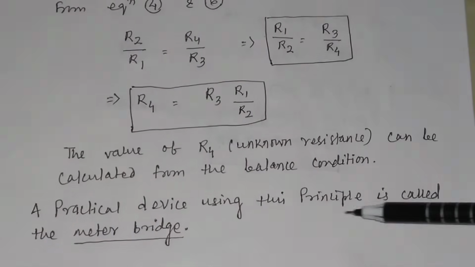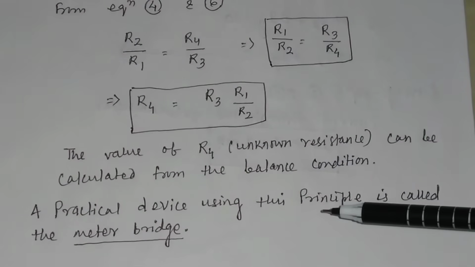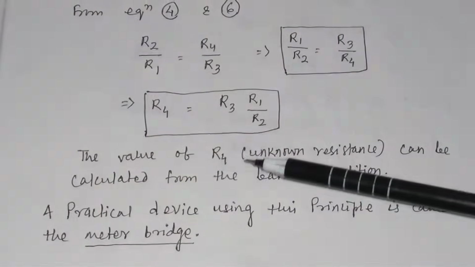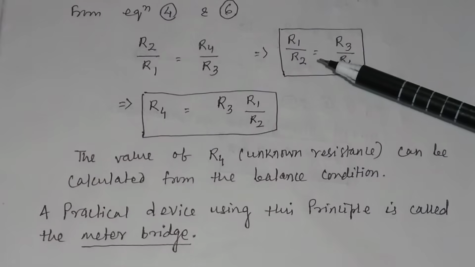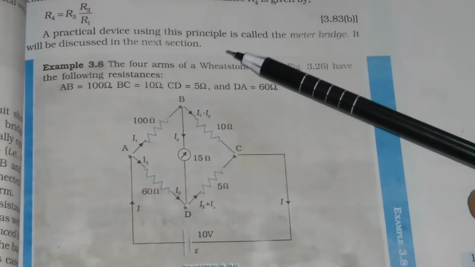A practical device using this principle is called the meter bridge. So in the meter bridge, we basically use the balance condition of the Wheatstone's bridge. Now let us work out this problem.